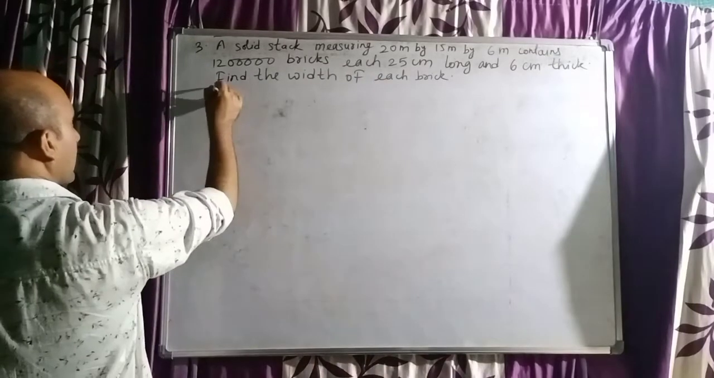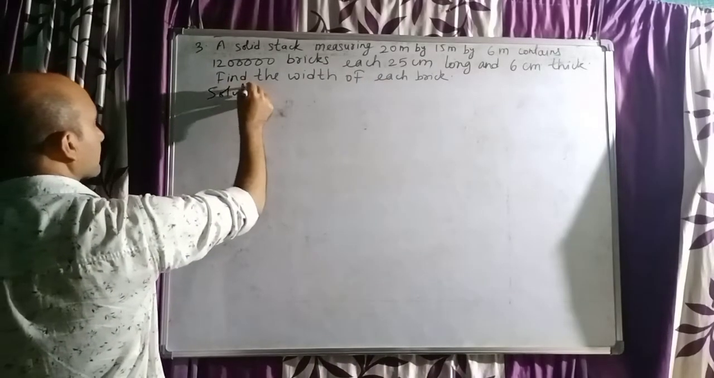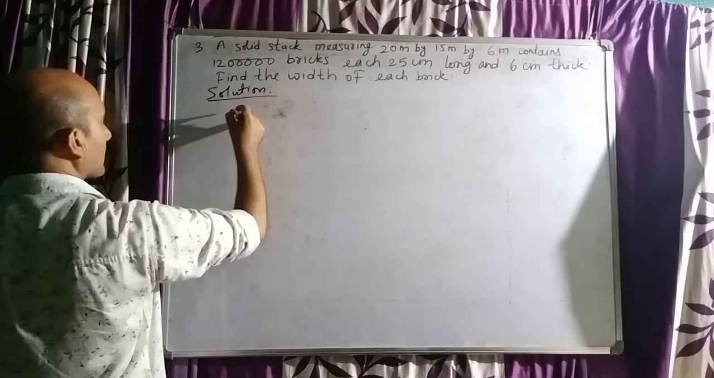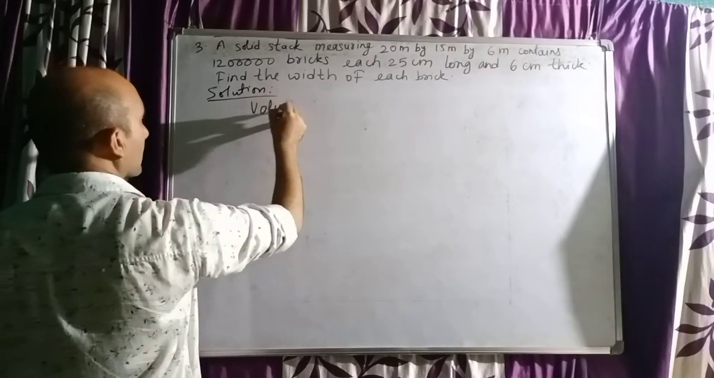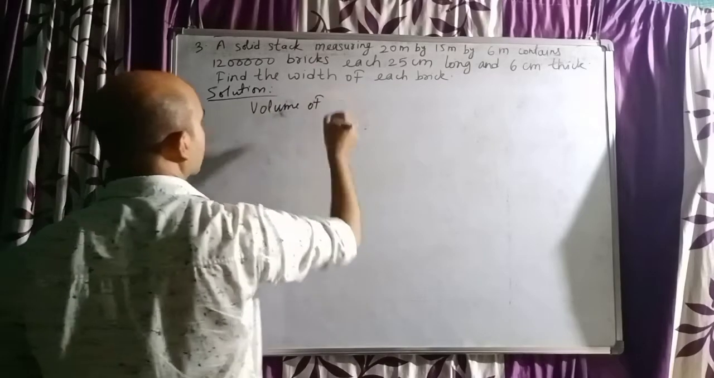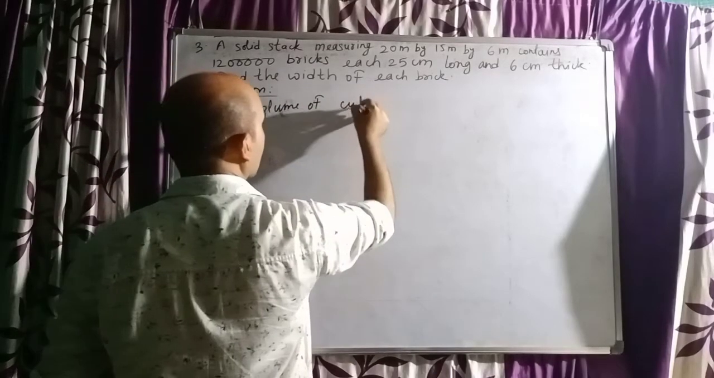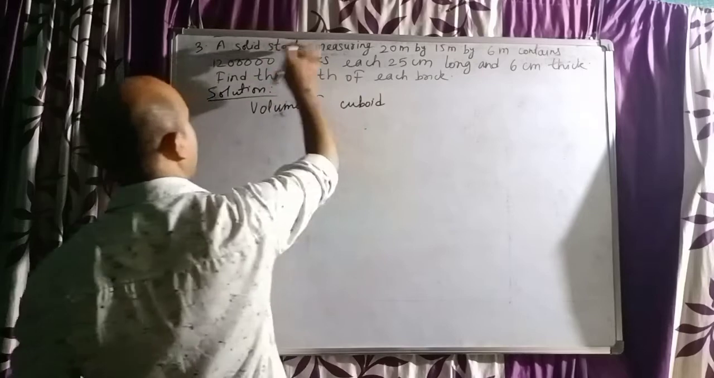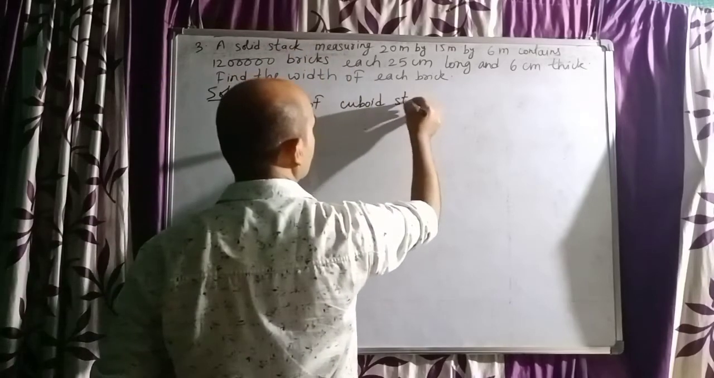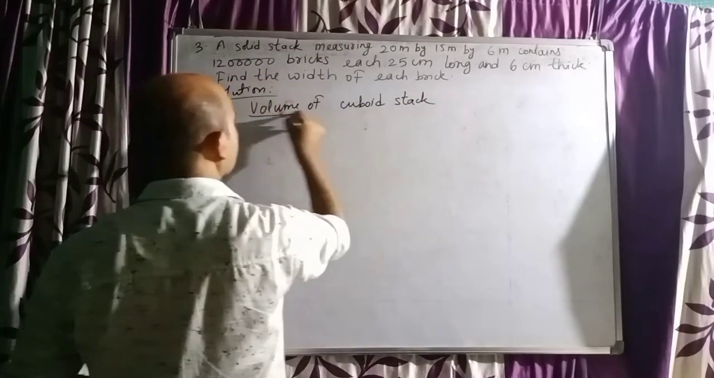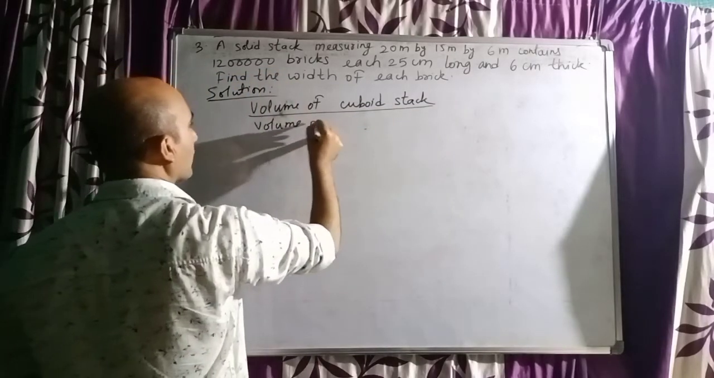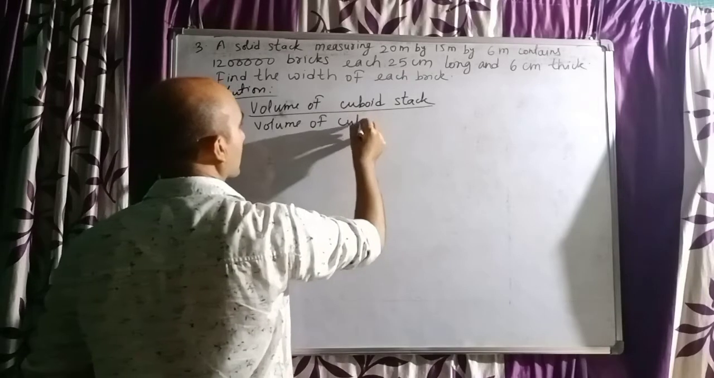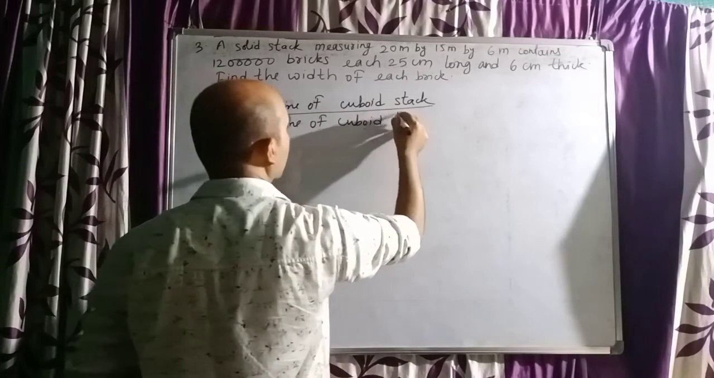So our formula says: volume of cuboid stack by volume of cuboid brick.